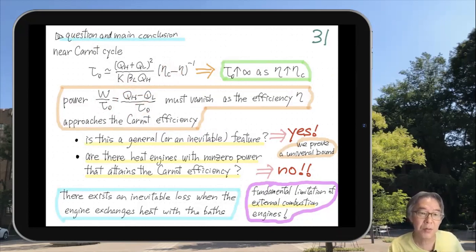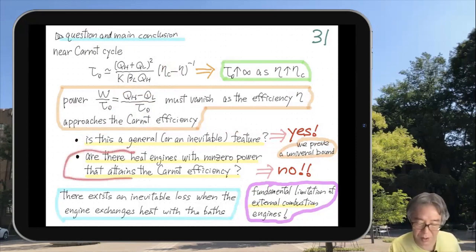Now, this is just one very easy example, which was very close to a Carnot cycle. So our main question is: is this a general or inevitable feature of heat engines? And actually, our answer is yes. We prove a universal bound. In this case, we are only treating a very simple example, but we treat any heat engine, which can be arbitrarily far from equilibrium. It can be very, very non-equilibrium, and it can do whatever you can imagine or cannot imagine. But we will show that there is this kind of trade-off relation.